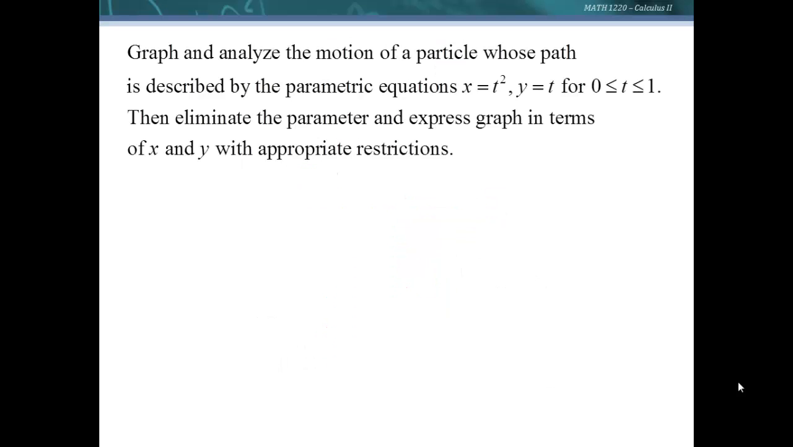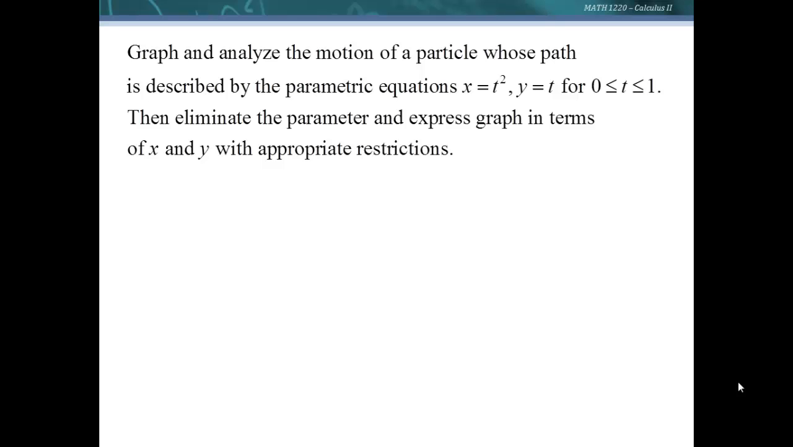Now let's go ahead and analyze the motion of a particle whose path is described by the parametric equations x equal t squared and y equal t, and t goes from 0 to 1. And we often have that domain restriction on our parameter. So here we're looking between 0 and 1.